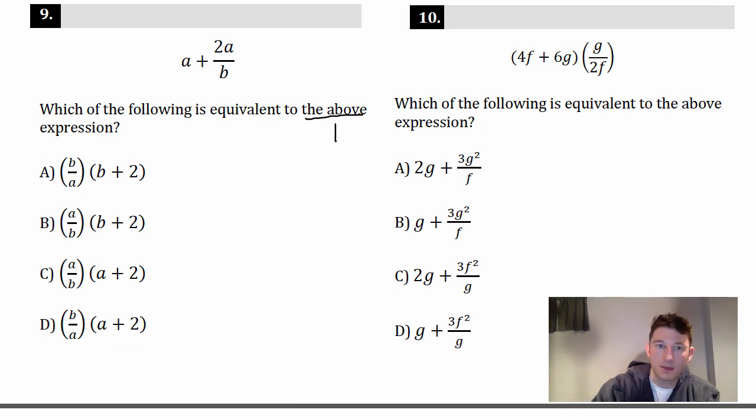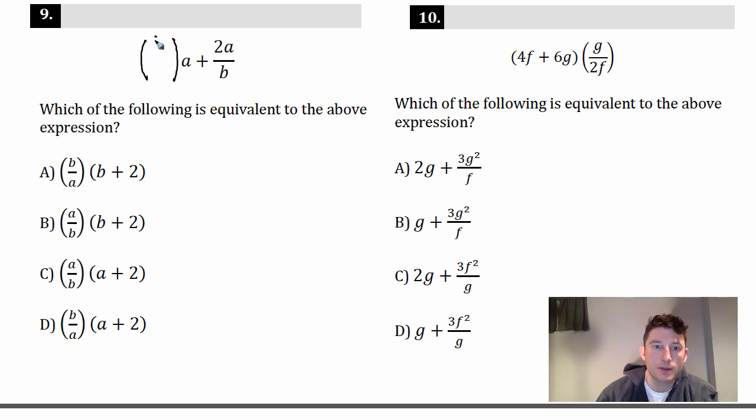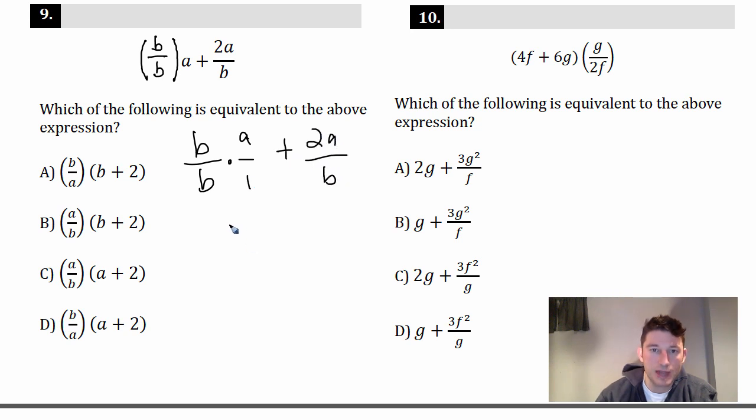Number 9. What do I do when it's a plus 2a over b? Well, we're using the same strategy as before, right? What do I multiply the lone thing by? That's going to be b over b, because I want to use this denominator, right? So now it's going to be b over b, and a is really a over 1 plus 2a over b. So you should get ab plus 2a all over b.